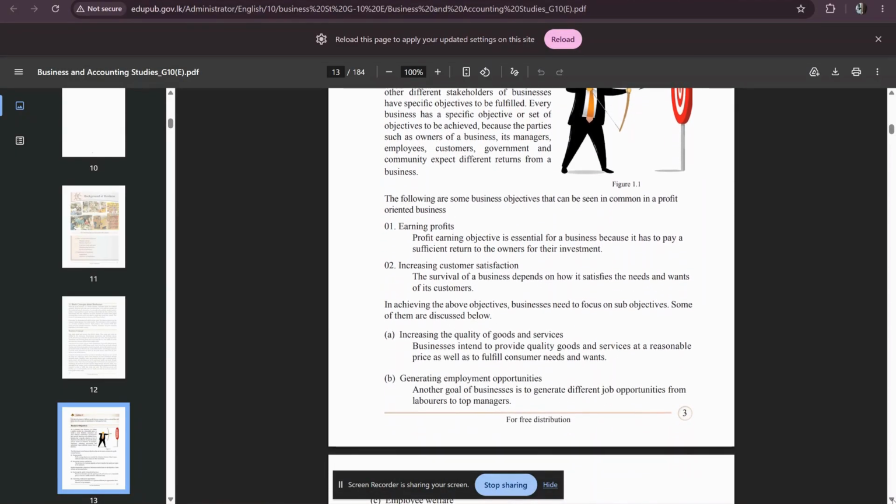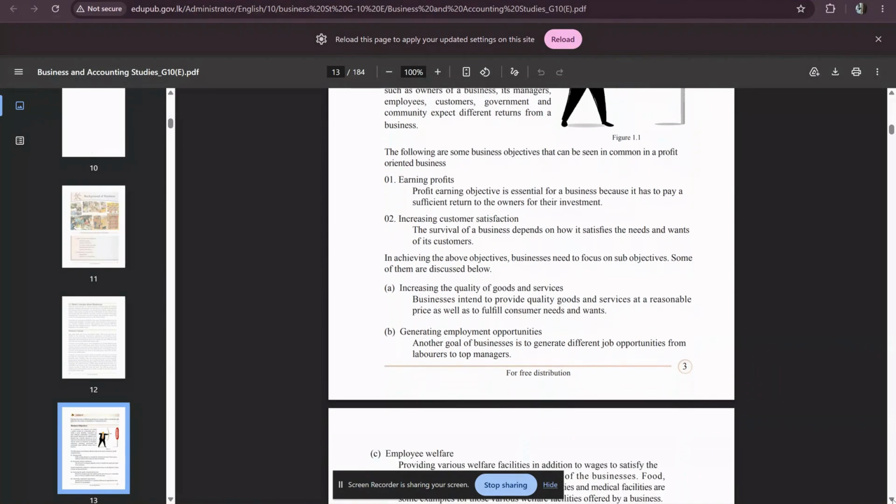First one is earning profit, obviously. The profit earning objective is essential for a business because it has to pay a sufficient return to the owners for their investments. The second objective is increasing customer satisfaction. The survival of a business depends on how it satisfies the needs and wants of its customers. In achieving the above objectives, businesses need to focus on sub objectives. Some of them are discussed below.